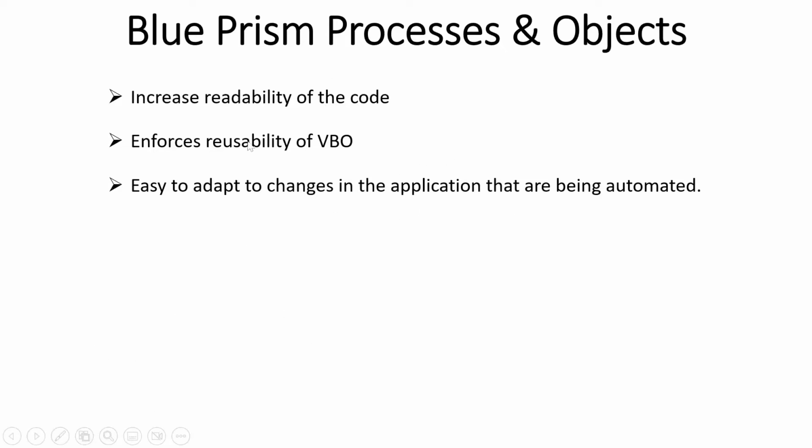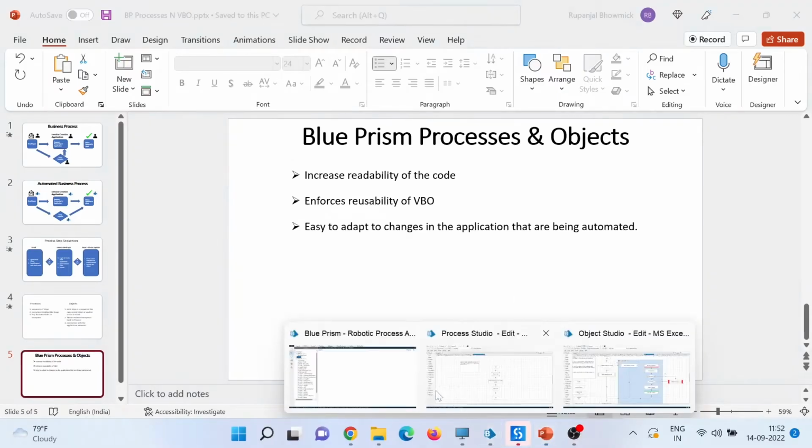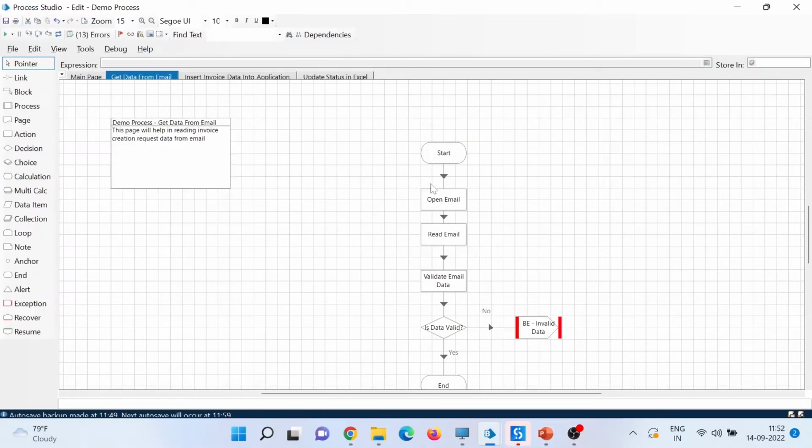Let's understand these 3 points from the example I showed you in Blue Prism. In the process, for any person who does not know Blue Prism, it is easy to understand. Even a user comes and tries to see the code, maybe he has not implemented it, but he will definitely understand what the bot is trying to do: it is opening the email, reading the email, validating the email, and then checking whether the data is valid or not. If yes, it goes ahead; if no, it goes to a business exception.